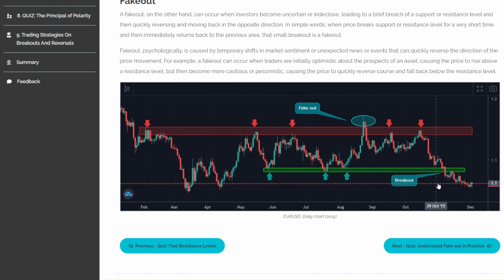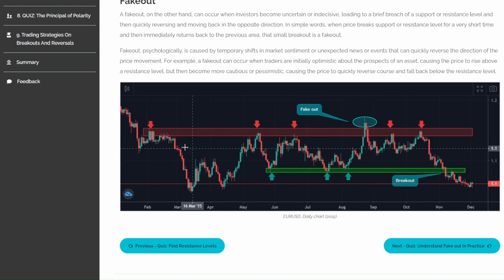But what are fakeouts? In the same chart, you can see a resistance level, this red one up here, that price reacted to several times. Here we see a breakout, but this breakout was very short, and price immediately returned to the previous area. The resistance got broken, but it reverted back to the bottom of the resistance zone. So this kind of breakout is called a fakeout. Why are they important?